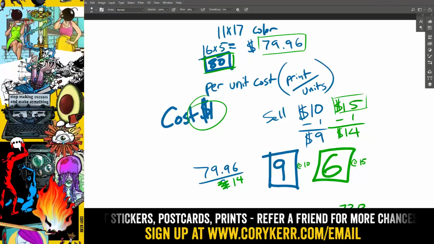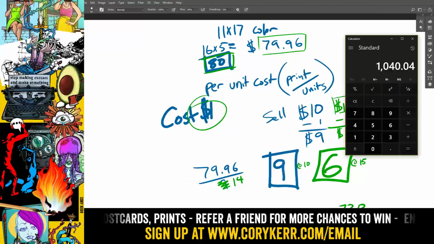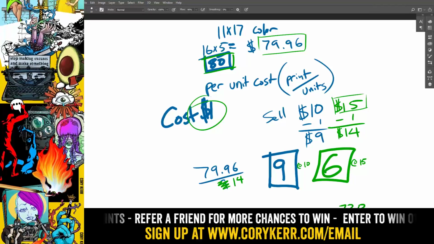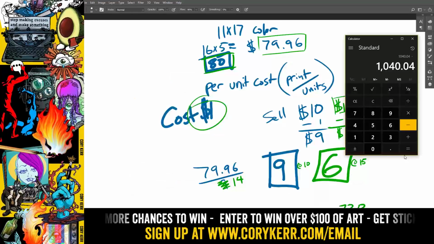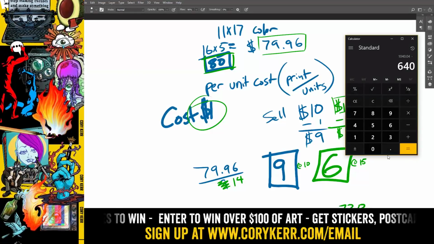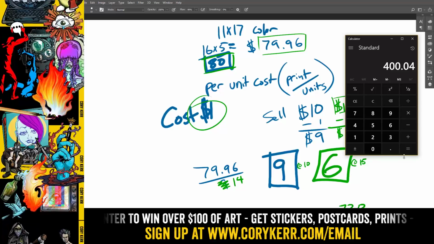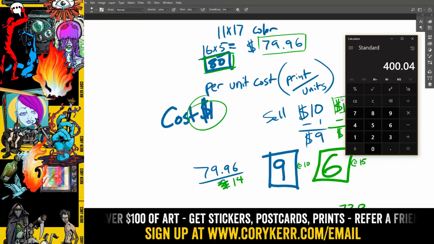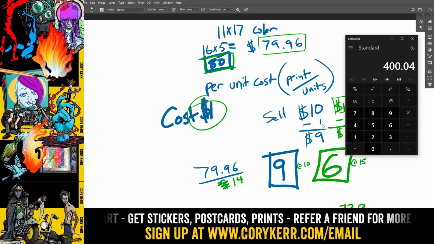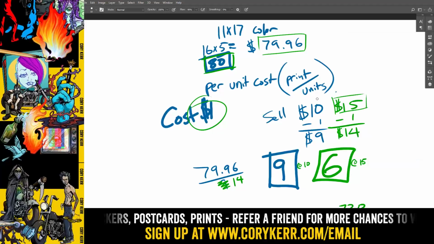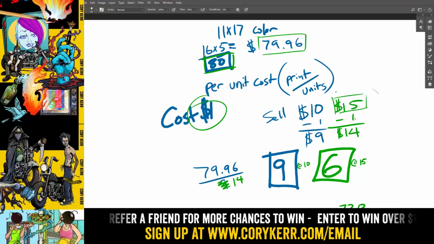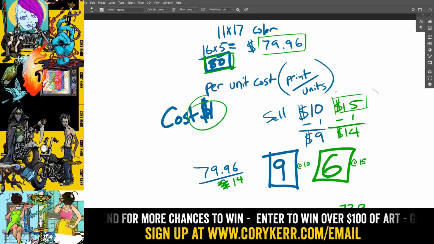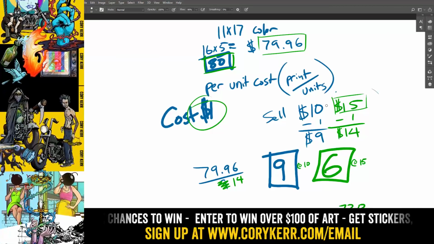Okay, so it's the difference between $640 and $1,040, right? And so it's a $400 difference just on that extra $5. But I've got to take into account whether or not I think I'm going to sell all the way through these at a higher price. Okay, and so that's kind of some of the decision making.